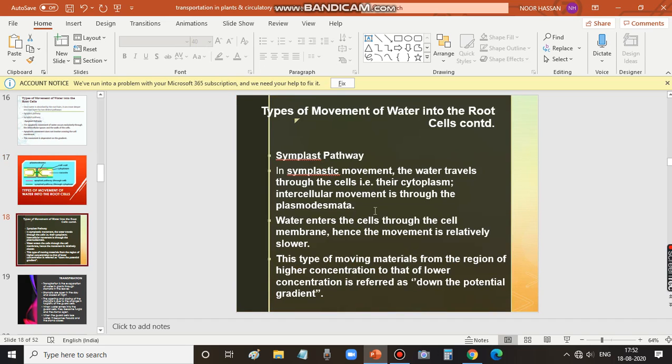Water enters the cells through the cell membrane, hence the movement is relatively slower. Compared to the apoplast pathway, in the symplast pathway the movement of water molecules is relatively slower. Moving materials from the region of higher concentration to that of lower concentration is referred to as down the potential gradient.